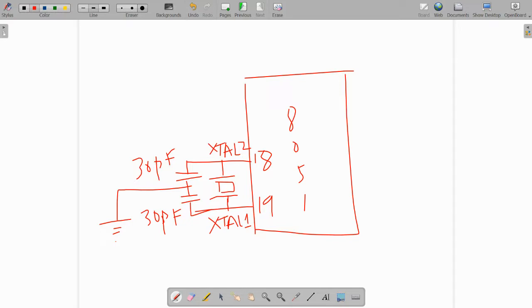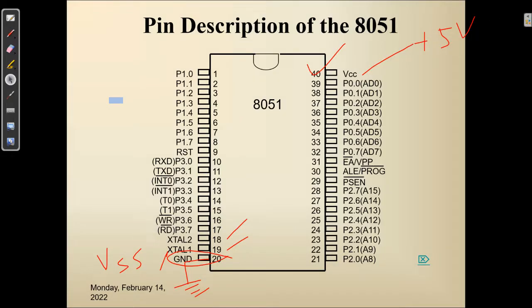Pin number 18, if you see here, is XTAL 2. XTAL stands for crystal. So there are two pins dedicated to connect your crystal or quartz. Pin number 18 is crystal 2, and pin number 19 is crystal 1. 1 and 2 doesn't mean we are applying two crystals. It only implies that these are the two dedicated pins where you connect your crystal.